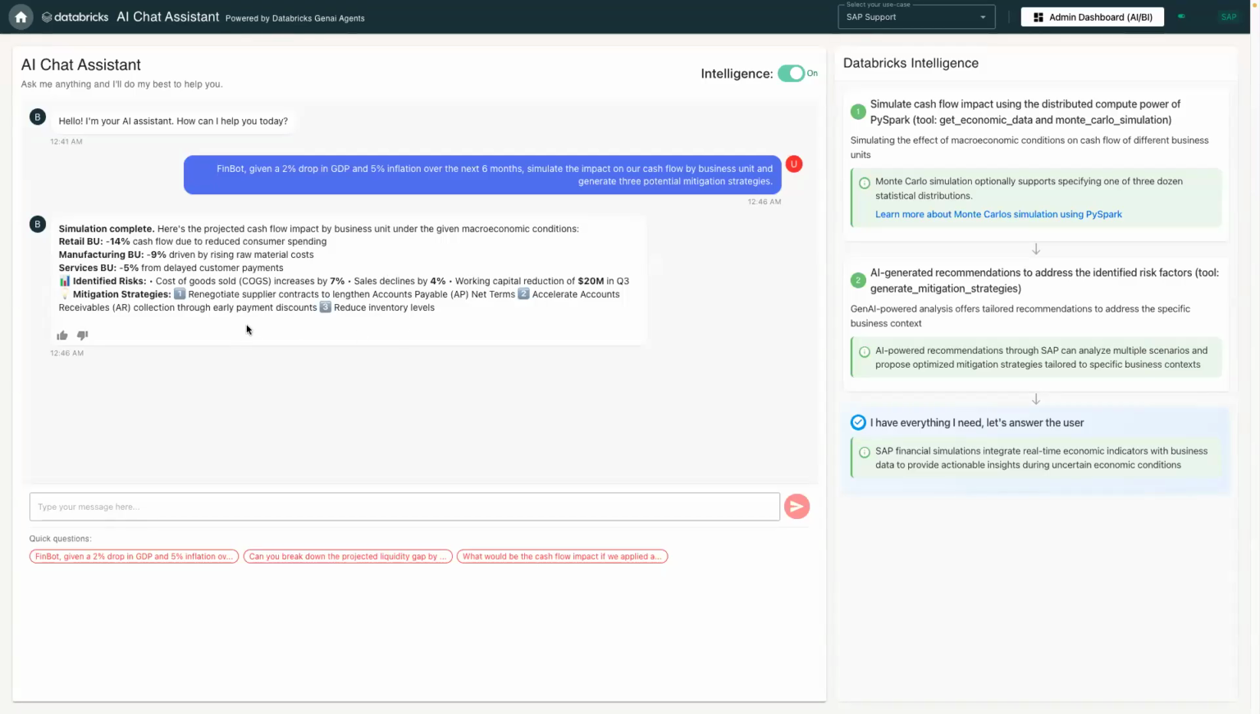And so we see that the AI came up with the mitigation strategies, with the first bullet and the third one to address the cost side, and then the second one, with the accounts receivable collection, to address the revenue side.